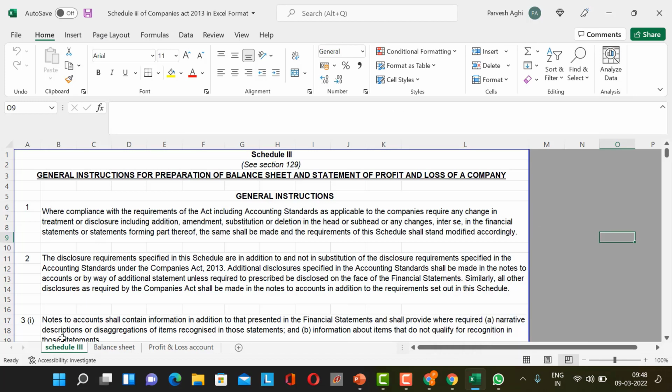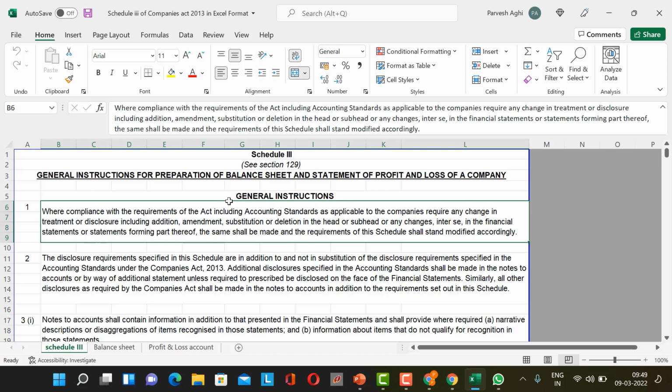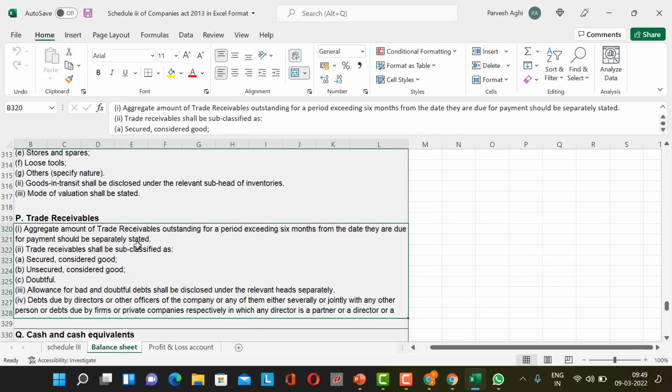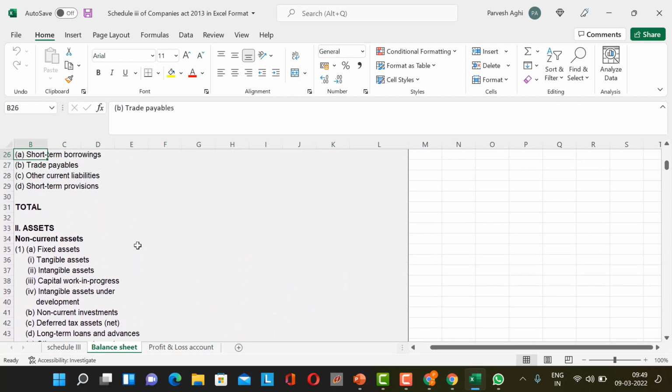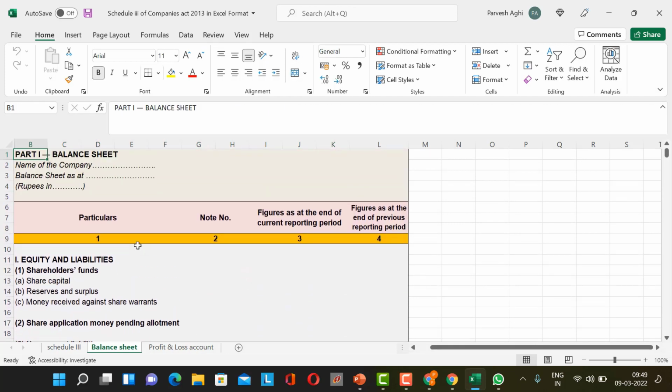Okay, so the first part is basically the general instructions. It gives you the whole complete general instructions, and I'll take you through the general instructions, then the balance sheet. So this is the balance sheet format. We'll just go through the balance sheet format a little bit. Then I'll share the sheet with you, and then you can go through.